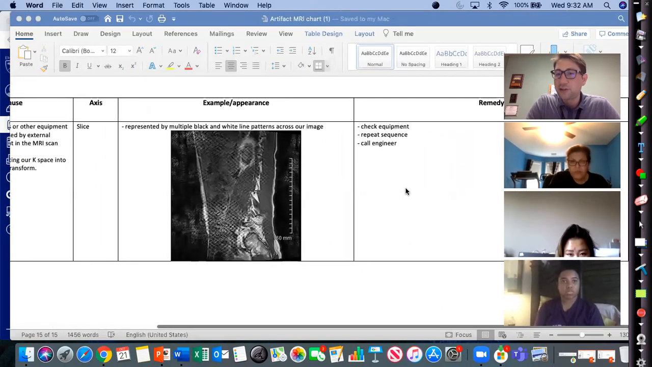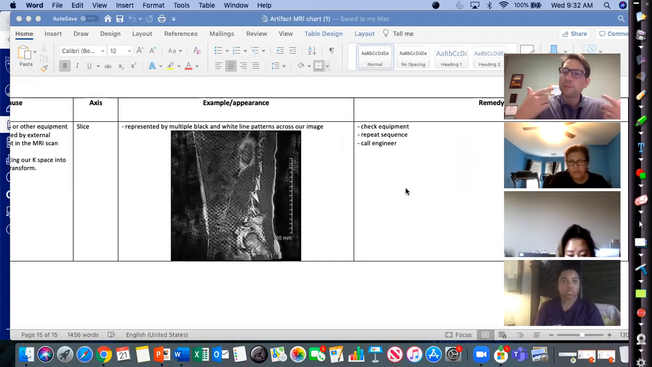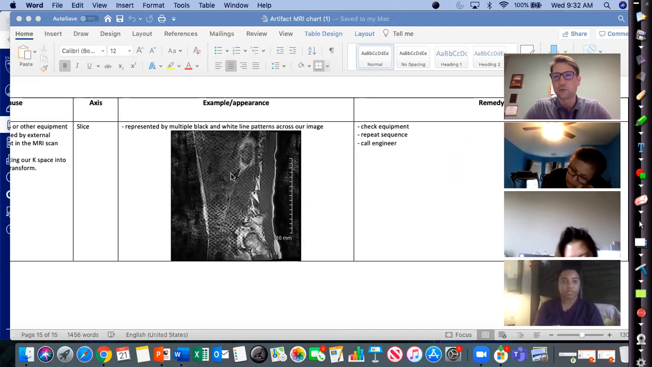So our remedy: check the equipment, repeat the sequence. Sometimes an artifact like this will appear, and if you just repeat it once, it might disappear. And it's just one of those random things that happen to you. So I recommend if you see this herringbone artifact, just repeat the sequence. And then if it still doesn't go away, you're going to have to call your engineer or your physicist, see if they can fix it.